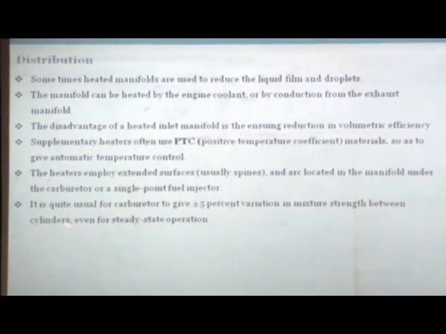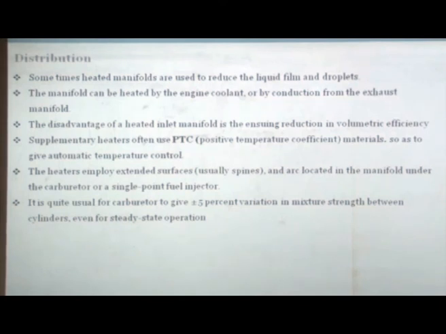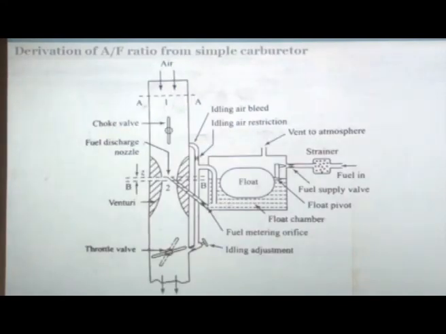So, it is quite usual for a carburetor to give plus minus 5% variation in the mixture strength between the cylinders even for steady state operation. So, whatever you do, if you have a multi-cylinder engine, you will have 5% variation in air fuel ratio for sure, and it is acceptable even in steady state condition. So, the thing that you have to understand is that air fuel ratio from a carburetor is extremely important, and the main reason for designing a carburetor is to get the air fuel ratio of desired strength.